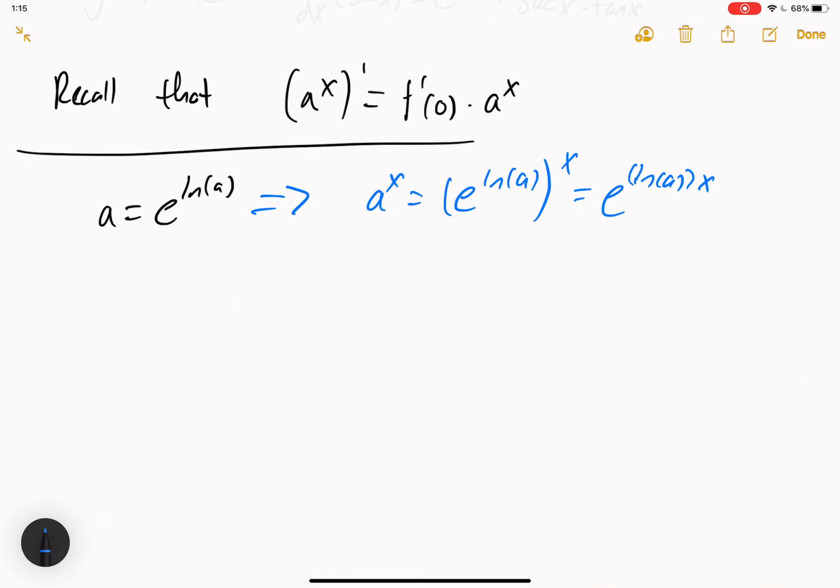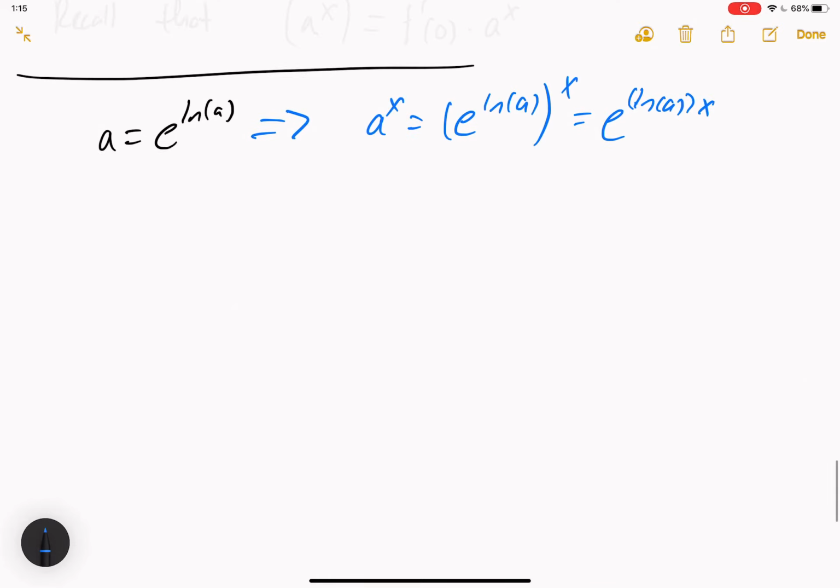So now we can do the chain rule. The reason we want to do the chain rule is because now we have e raised to some function again. So now we can use the chain rule to evaluate the derivative of this.